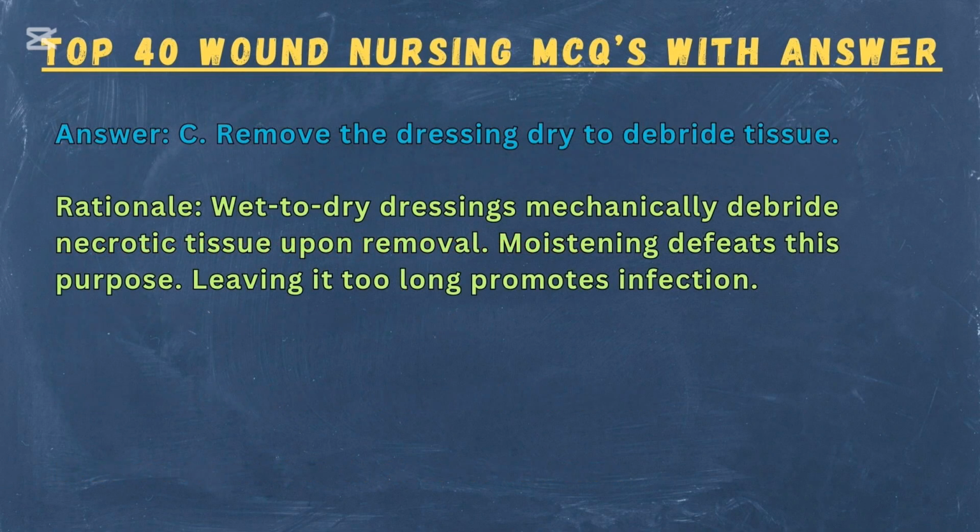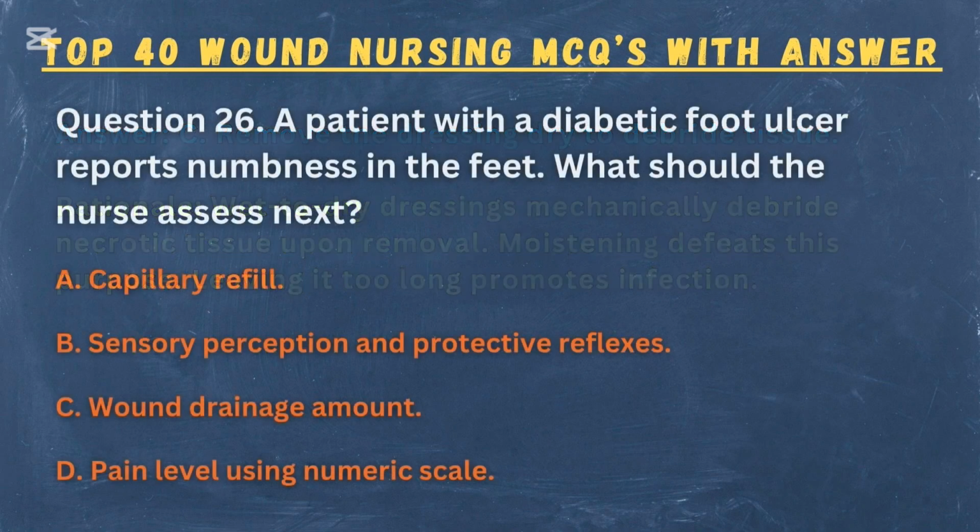Answer: C. Remove the dressing dry to debride tissue. Rationale: wet-to-dry dressings mechanically debride necrotic tissue upon removal. Moistening defeats this purpose. Leaving it too long promotes infection. Question 26. A patient with a diabetic foot ulcer reports numbness in the feet. What should the nurse assess next?